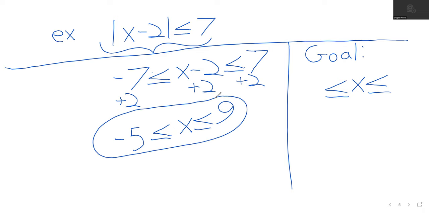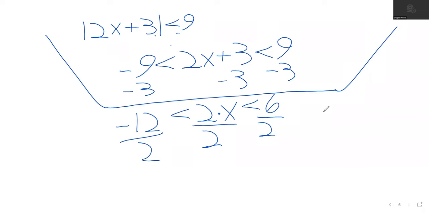Here we have all the numbers between -5 and +9, including -5 and including +9. Here we have all the numbers between -6 and 3, not including -6 and not including 3.